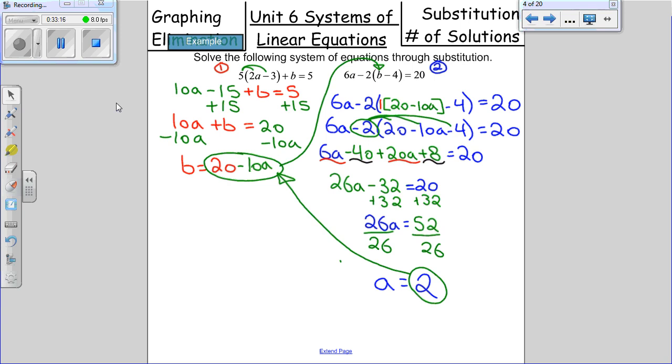So I substitute that over there, it gives me b equals 20 minus 10. Instead of a, I have 2. We throw this whole thing in our calculator. You end up with b equals 0. So your solution would be b equals 0, a equals 2.